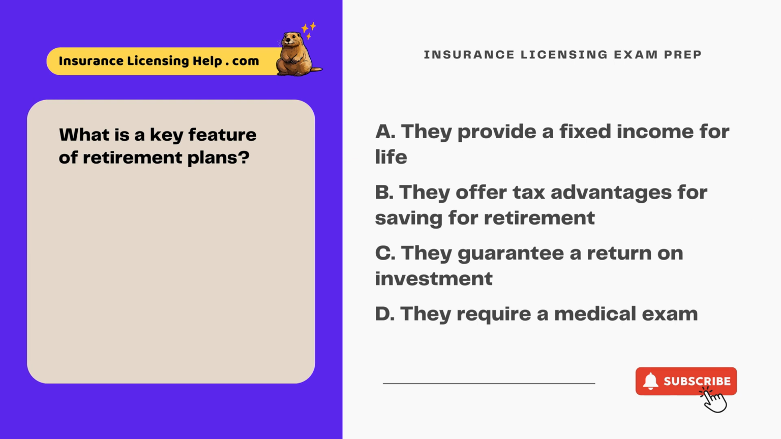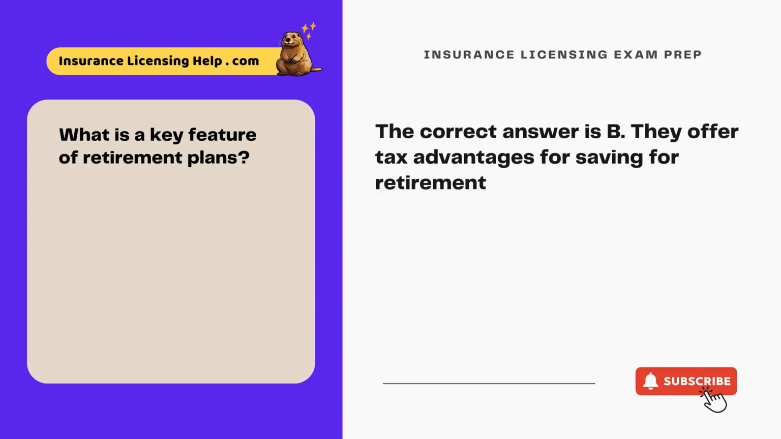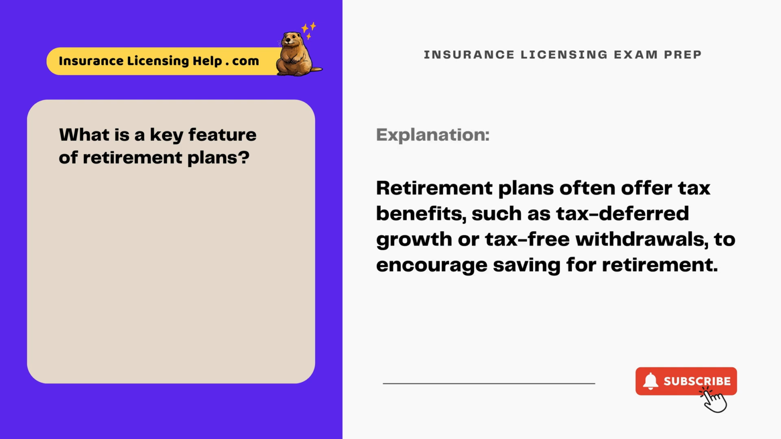What is a key feature of retirement plans? A. They provide a fixed income for life. B. They offer tax advantages for saving for retirement. C. They guarantee a return on investment. D. They require a medical exam. The correct answer is B. They offer tax advantages for saving for retirement. Retirement plans often offer tax benefits, such as tax-deferred growth or tax-free withdrawals, to encourage saving for retirement.